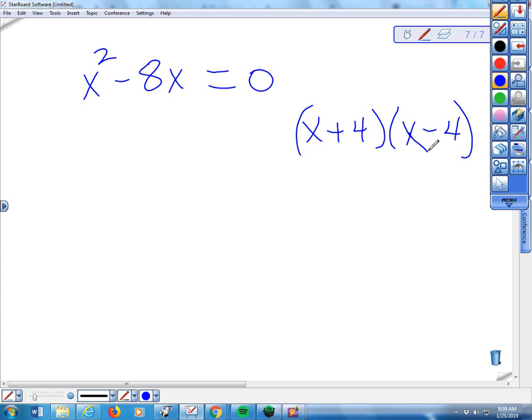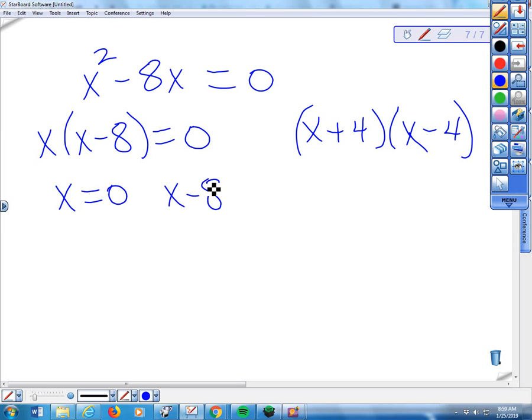That is not this. Okay, to factor, you always look for the greatest common factor to every term. What's common to both? X. And then you set both factors equal to 0. So x is either 0 or 8. This is basic factoring from Algebra 1.